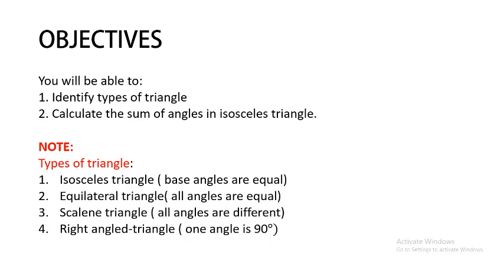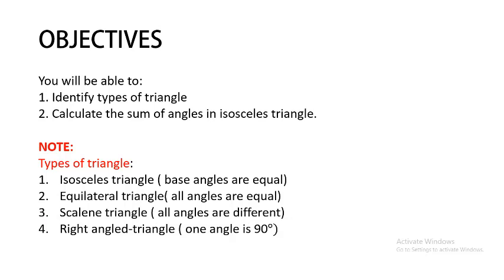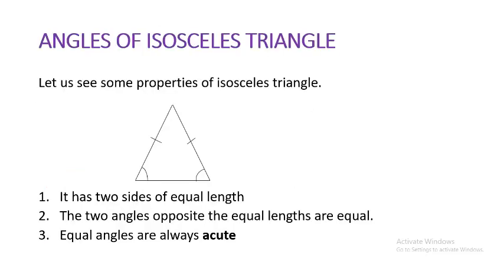That means wherever you see a triangle with different angles, just know that that triangle is a scalene triangle. So the fourth point, or the fourth type of triangle, is right angled triangle, in which one angle is 90 degrees. So that is a right angled triangle.